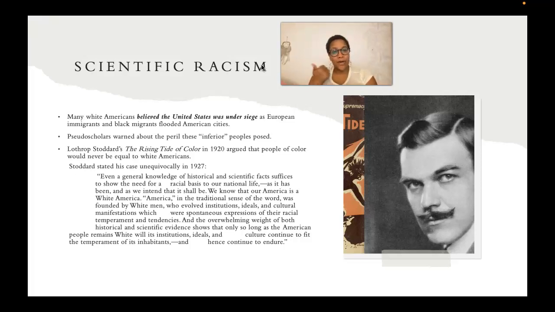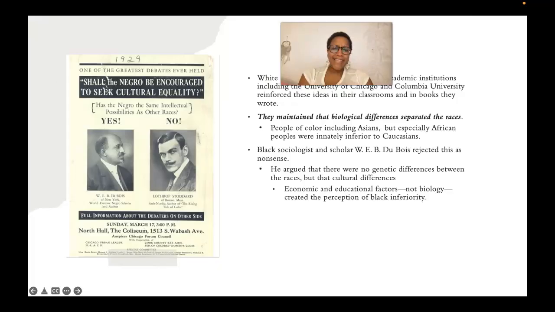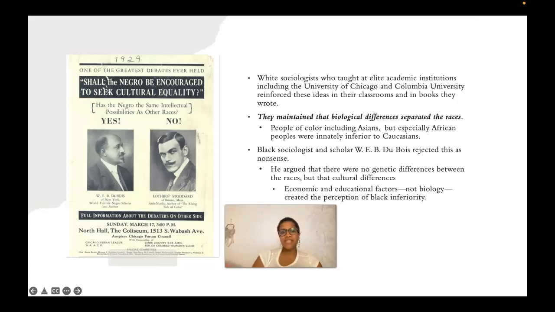So basically he's saying, one, white is right. White founded this nation, and as long as we continue to have white people in power, this nation will survive. But the moment we let these browns and these blacks and these dirty European immigrants, because that's how they understood them to be, come in here and take over, then we are doomed. And so you have white sociologists teaching at elite academic institutions like the University of Chicago and Columbia University, also reinforcing these ideas in their classrooms and in the books that they're writing.